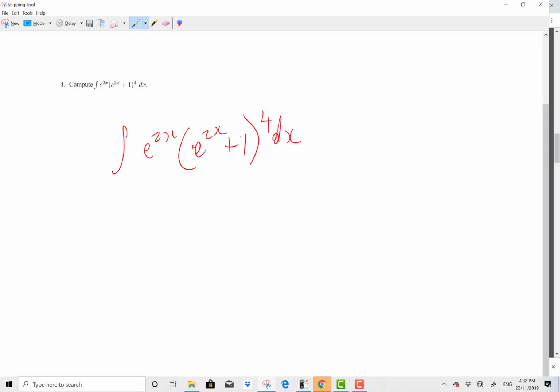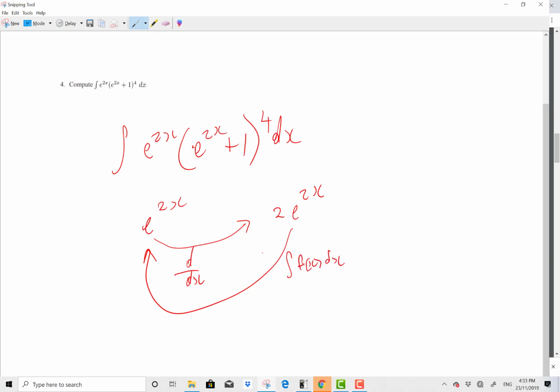Now, it is very straightforward here that if I differentiate e to the 2x, my result is going to be 2e to the 2x. So let's check this. We have e to the 2x right here. If I differentiate this, let me just write d by dx, the result is going to be 2e to the 2x. So if I integrate this with respect to x, let's call it f of x, my result is going to be e to the 2x if I go in reverse.